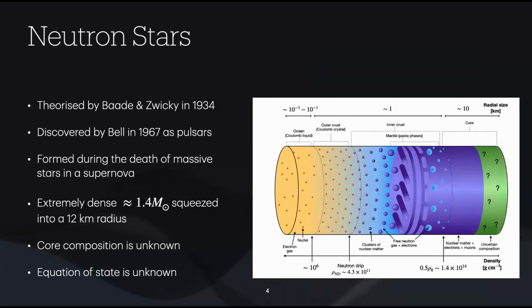Okay, so onto neutron stars now. I'm sure everyone has at least a rudimentary understanding of what neutron stars are. I'll just go through a little bit of background. So they were theorized back in the 30s, and then discovered in the 60s by Jocelyn Bell as pulsars. I'm sure we all know they're formed during the death of massive stars in supernovae. What's really interesting about neutron stars is they're extremely dense. You have about 1.4 solar masses squeezed into about 12 kilometers of radius.